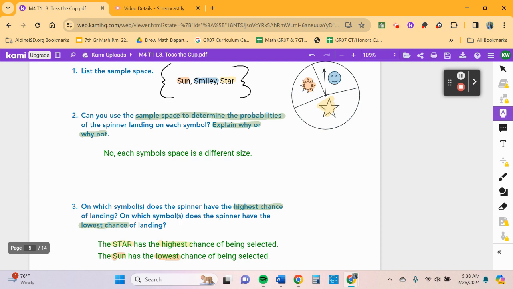And number 3, it says on which symbols does the spinner have the highest chance of landing? The highest chance is obviously the star because it takes up almost half of that spinner. And the sun has the lowest chance of being selected because it takes up the least amount of space. Now, you also could have put the smiley face and the sun have the lowest chance because it does say symbols, and those two have the smallest chance because they are both smaller than the star. Alrighty, you should have those answers down. If you don't yet, take a couple seconds, look at my notes, and get those down.